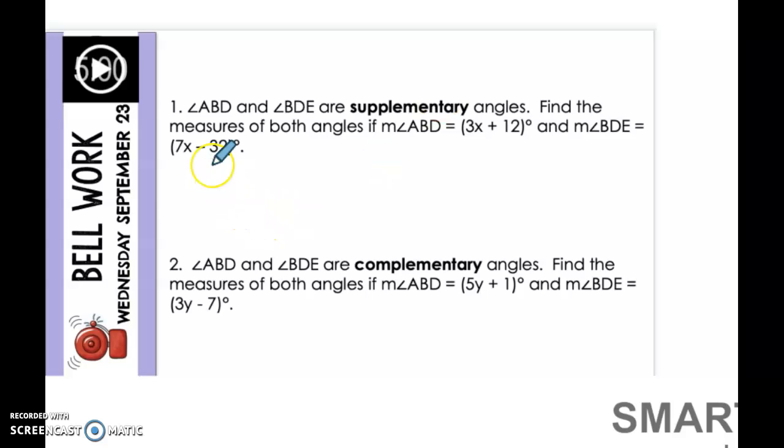So number one says the measure of angle ABD and the measure of angle BDE are supplementary angles. We know that supplementary means that these two angles are going to add up to 180 degrees.